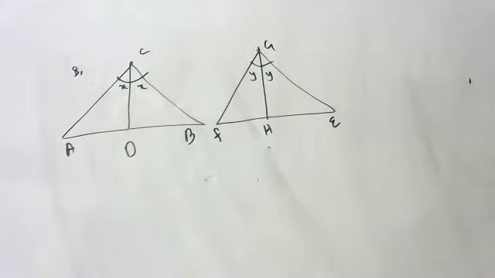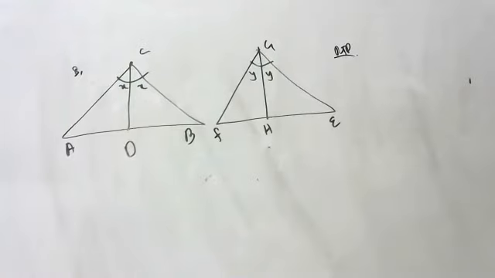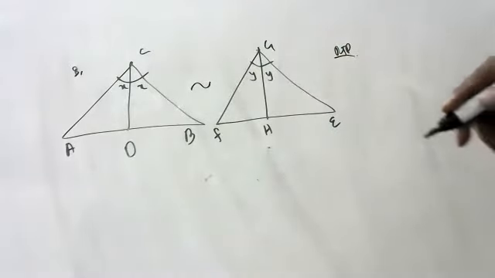Okay, children. So first the required proofs, I'm writing here. Children, they said that they both are similar triangles. Then show the following.